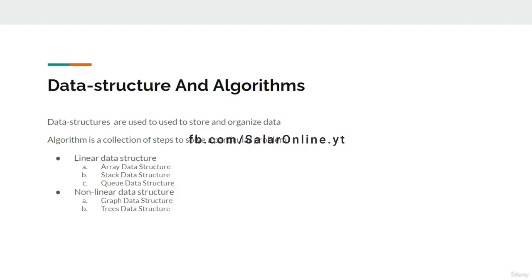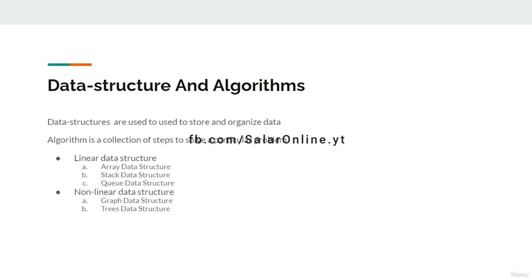Hello and welcome to this video. In this video onward, we will be looking at data structures and algorithms. Now let us start with the data structures. A data structure is a storage that is used to store and organize data. It is a way of arranging data on a computer so that it can be accessed and updated efficiently. Now, an algorithm is a collection of steps to solve a problem.